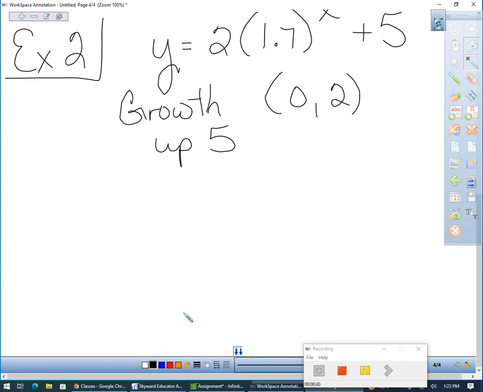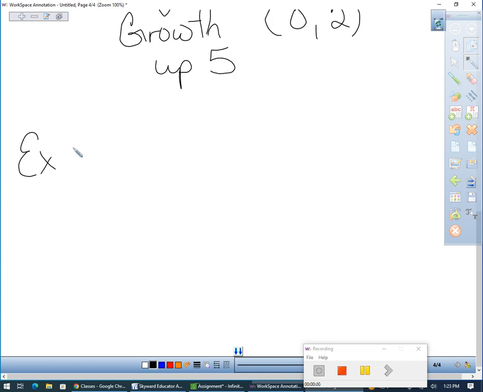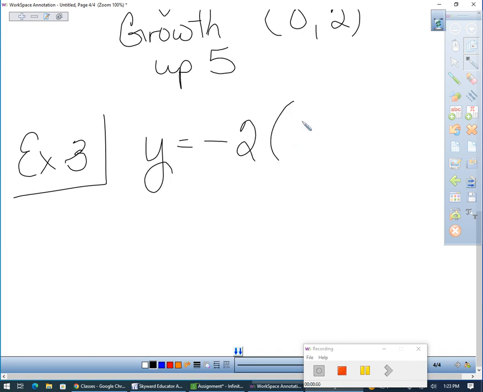Okay, how about one more? Sample number 3. Say I have y equals negative 2.5 to the x plus 1 minus 4. All right, so this one's a little bit trickier. First of all, it's a growth. I totally agree. This is growth.